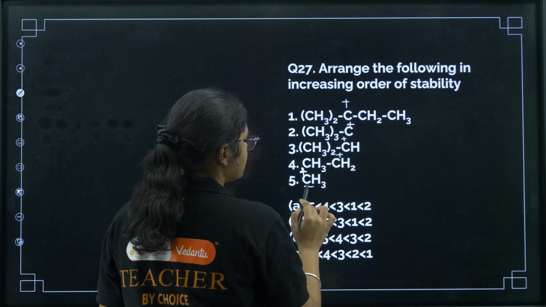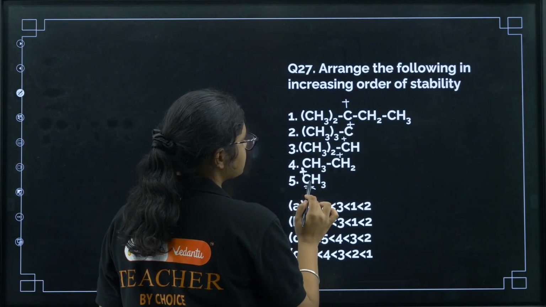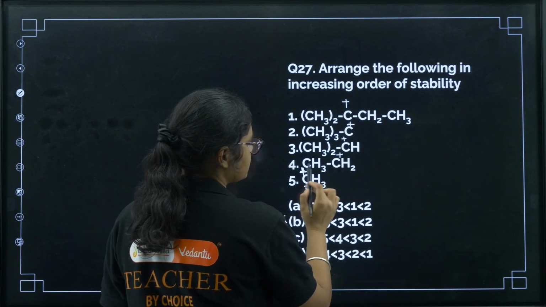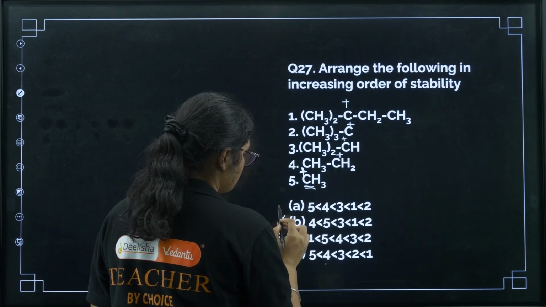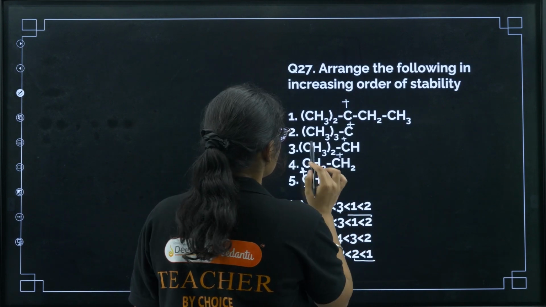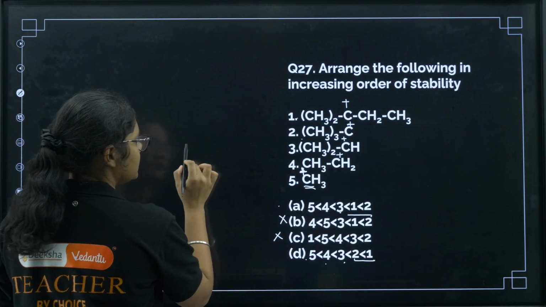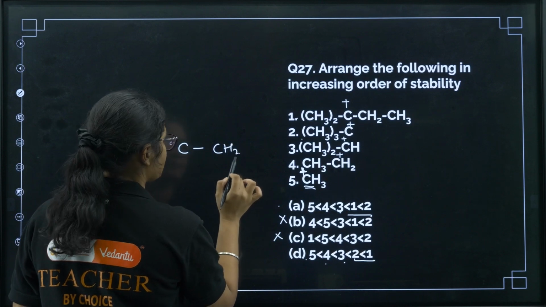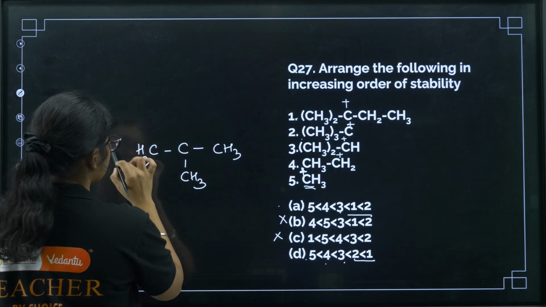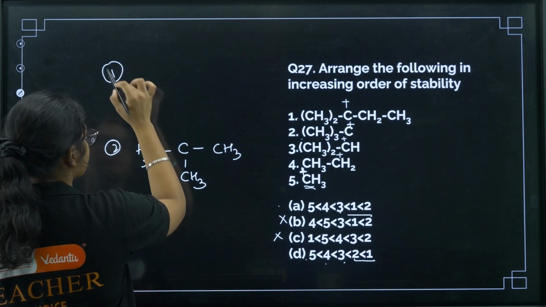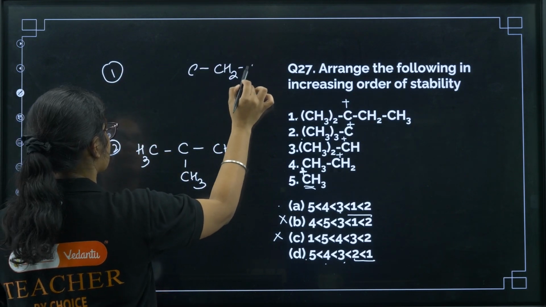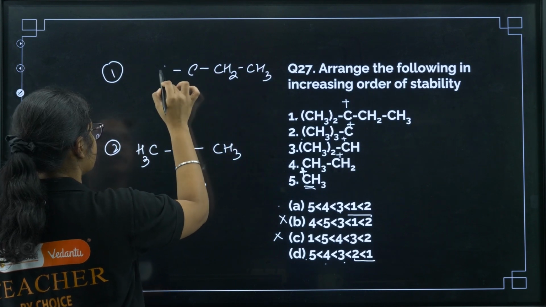So you can see here there is no group, so this one will be least stable, right. So I can eliminate these two options. Now here you see there is only 1 group, so after 5, 4 will come, so here also there, 3 also there, out of 2 and 1 only you need to decide, 2 and 1, okay. So if I see, structure 2 is like this, okay, this is structure 2 and structure 1 if I draw, it is CH2 CH3.